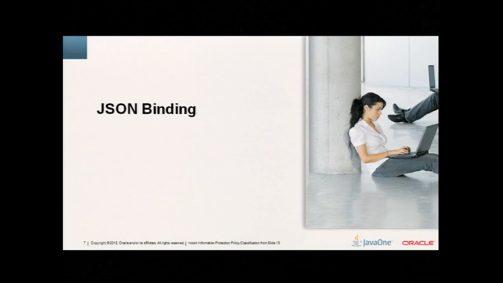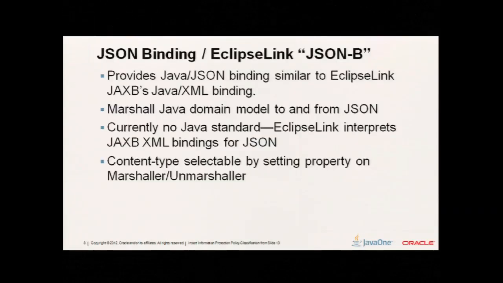So I want to start with JSON binding. Obviously, with the growing use of REST and HTML5 JavaScript style clients, being able to work with JSON is very important. So what we've done is taken our JAXB implementation with its XML binding support and extended it so that with a given MOXy context, I could go to XML or JSON using the same mapping. And it's really flexible because I can actually, using the same configuration and the same running service, get my data in whichever format I want.